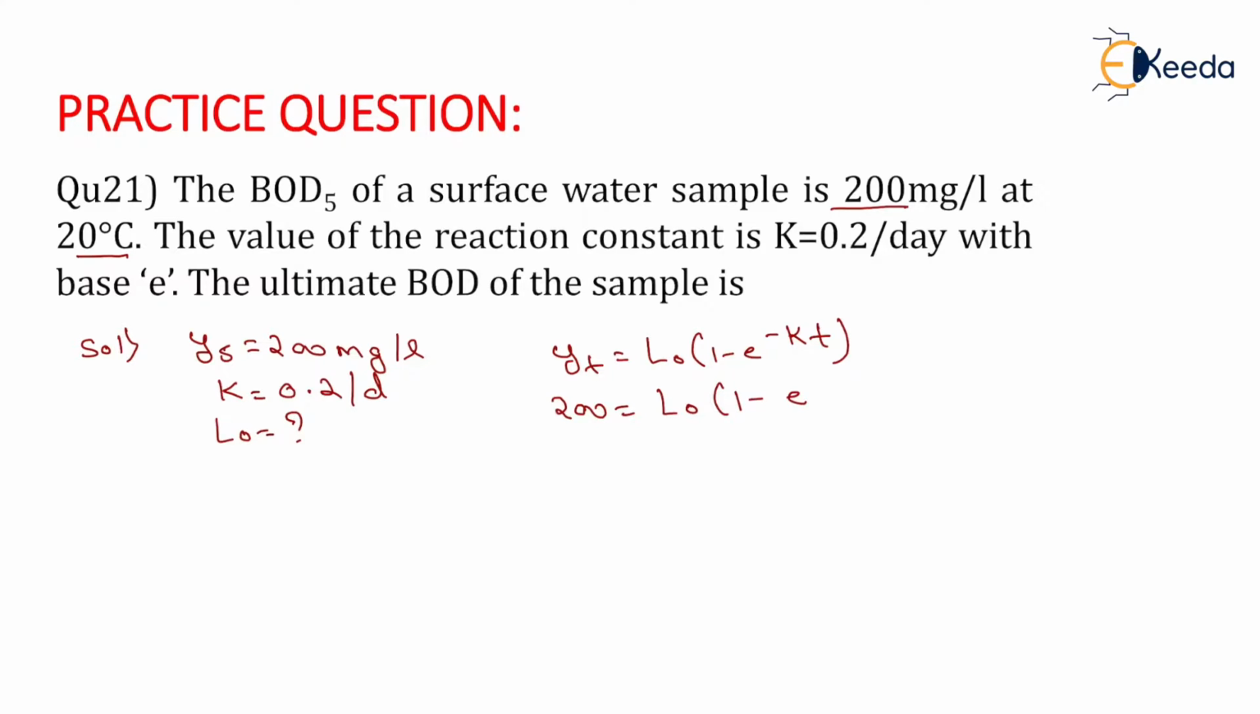We have the value of K as 0.2 per day, and the number of days is given as 5 days. Now if you solve this equation, that is 0.2 into 5, e to the power answer, 1 minus answer, and 200 divided by answer, what will be the value of L0? It will be equal to 316.39 milligram per liter. That will be the ultimate BOD of the sample. Okay students, we have computed the ultimate BOD from the equation. Now we can move to the next question.